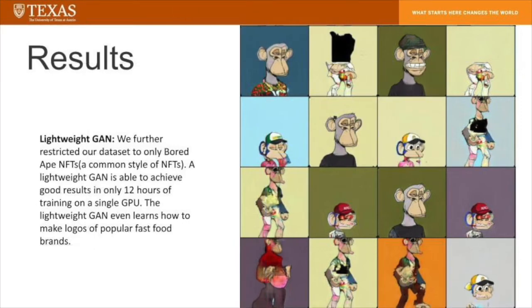So building on our results from StyleGAN, we decided to further restrict our dataset to only NFT collections that contain apes. Apes are a very common style of NFT art. And you can see here we use lightweight GAN, which is a smaller GAN architecture than StyleGAN, but it's still able to capture the distribution of the data in only 12 hours of training on a single GPU. This GAN even learned to create the fast food logos on the hats for one of the NFT collections.